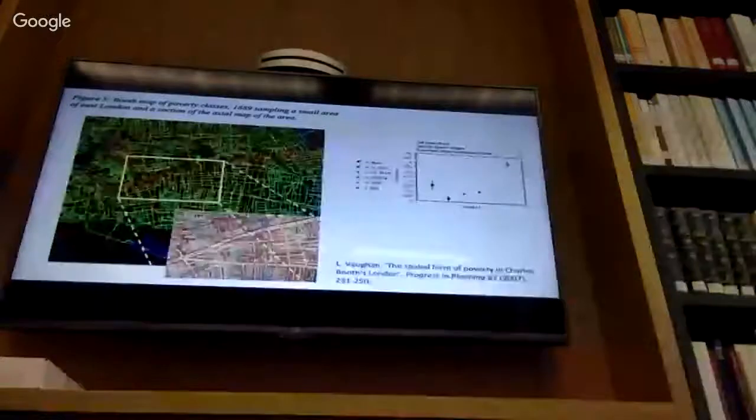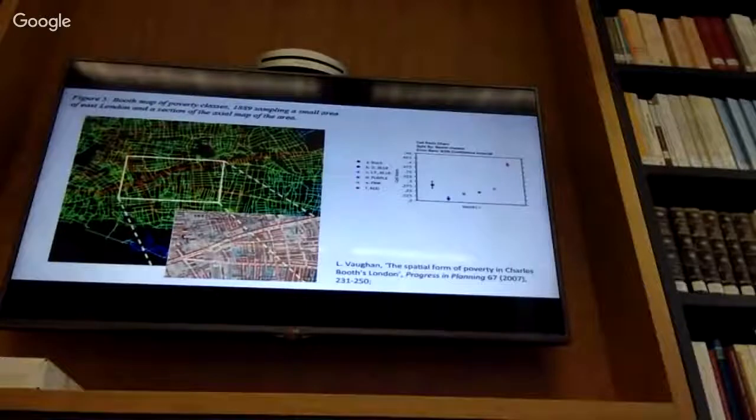the higher the social group that was likely to be a resident there, and ditto at the other end, the more disconnected from the system, not exactly, but approximately, the more likely it was to be a poor area in terms of Booth's classifications.